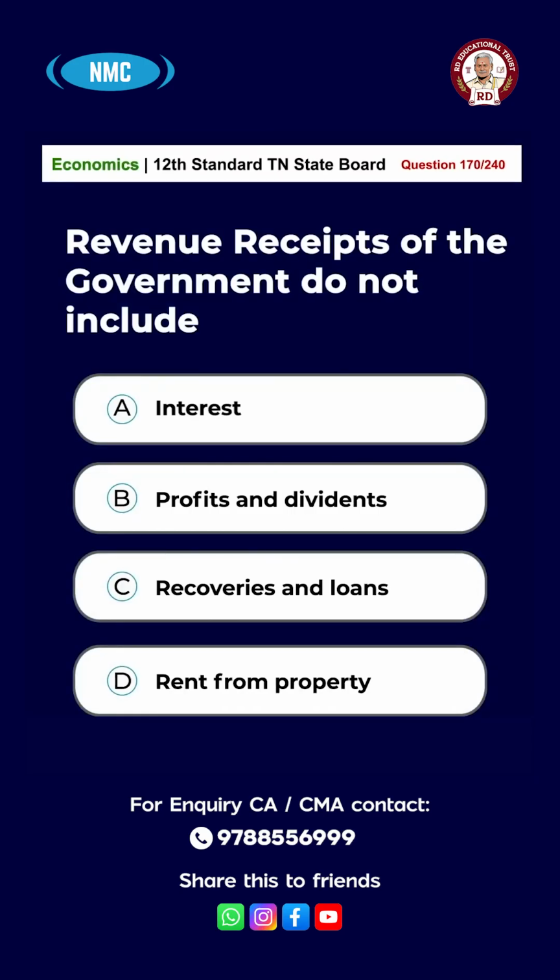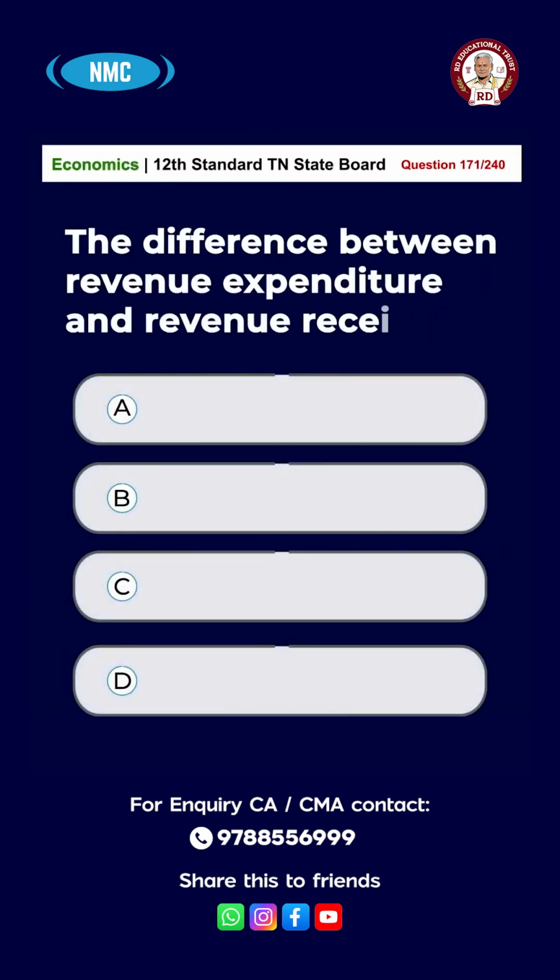Question number 170. Revenue receipts of the government do not include A. Interest, B. Profits and dividends, C. Recoveries and loans, D. Rent from property. The answer is option D. Rent from property.